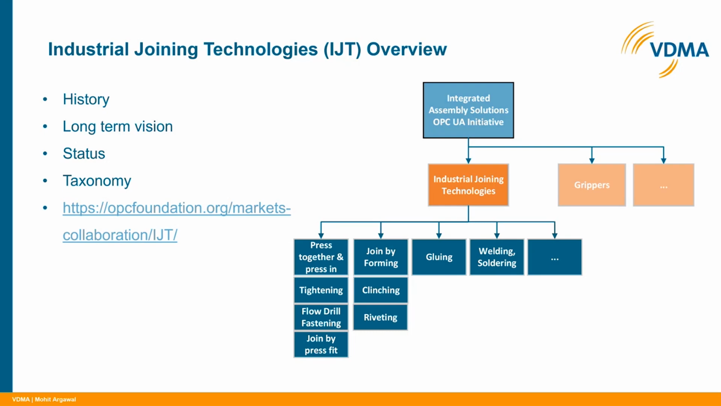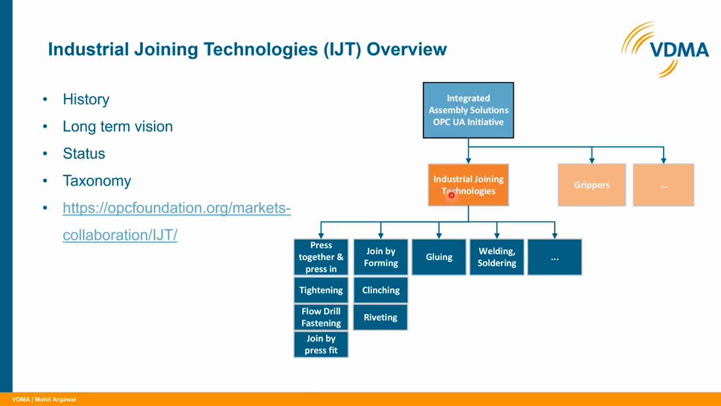and multiple tightening vendors participated in that meeting in the VDMA office. And the discussion was, how do we define that? But during that discussion, we wanted to cover a broader vision. Why are we only defining models for tightening? There are a lot of commonalities with other joining technologies as well, such as gluing, riveting, flow drill fastening, etc. So therein, we discussed and agreed and created a working group called Industrial Joining Technologies.